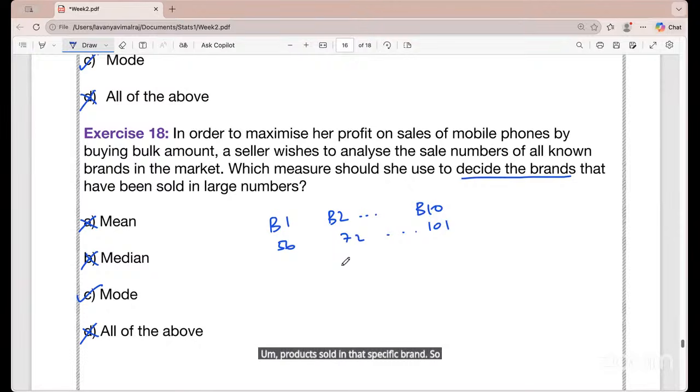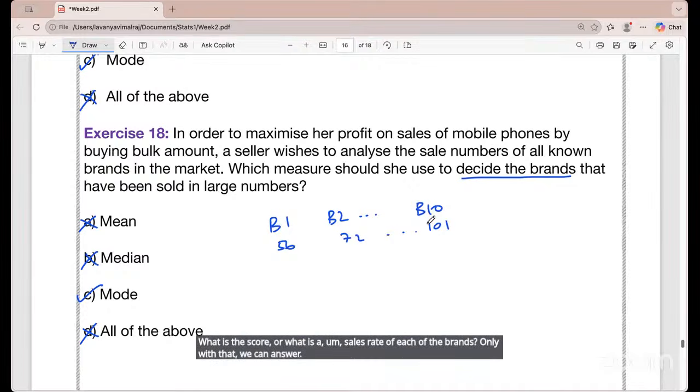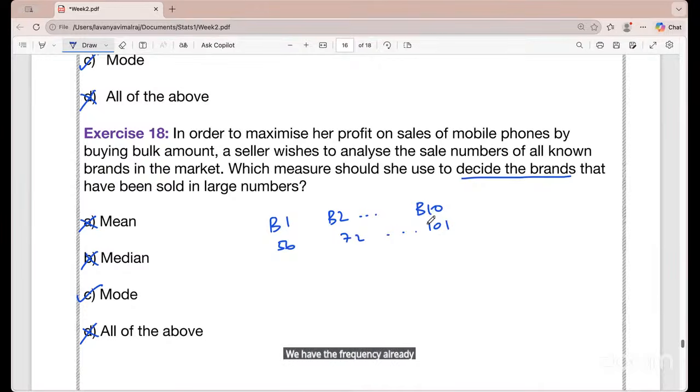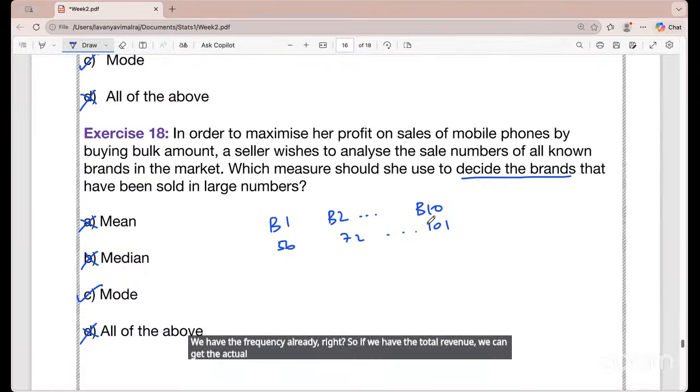So overall, we need the complete score, or what is the sales rate of each of the brands. Only with that can we answer. Again, we already have the frequency. So if we have the total revenue, we can get the actual revenue per brand.